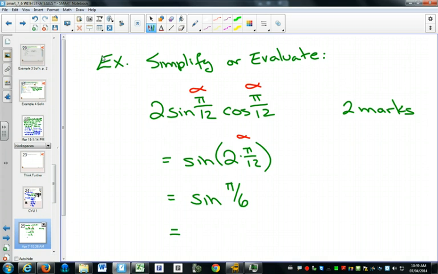And is it 1/2 or root 3 over 2? 1/2. So you can see why that would be a 2-mark question, because doing it that way is not nearly as long-winded as doing it the other way. So this is another type of example where we use these double angle identities.